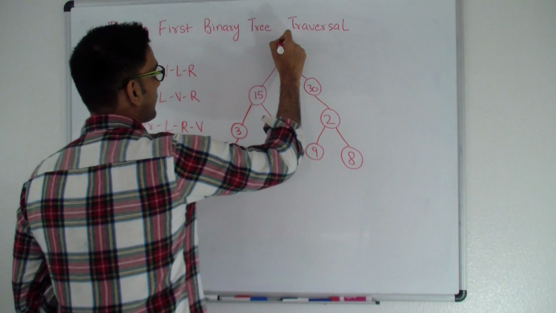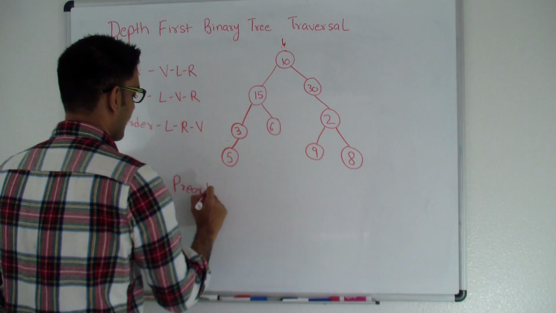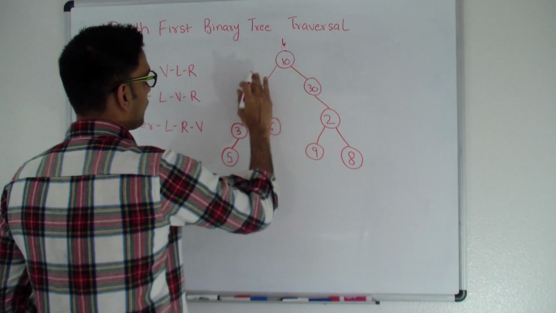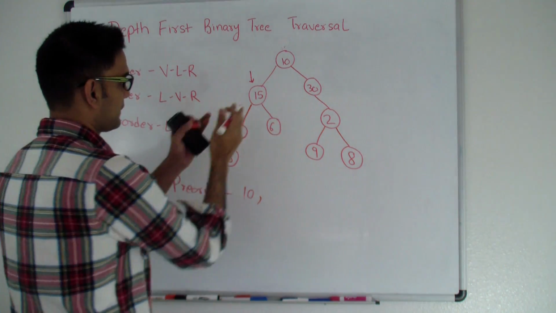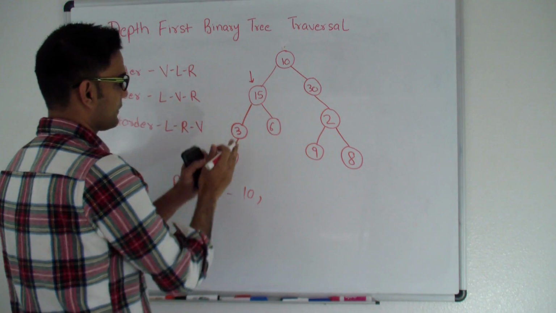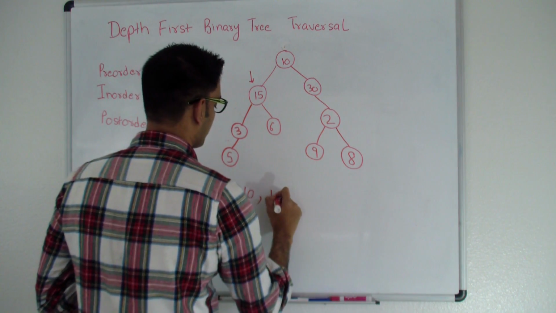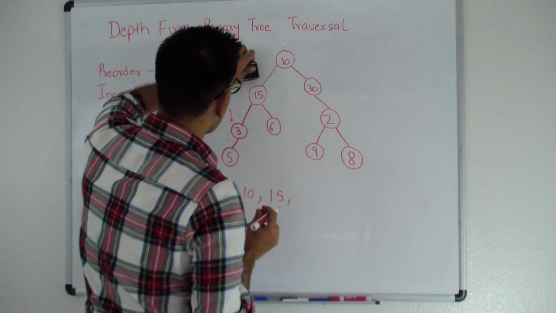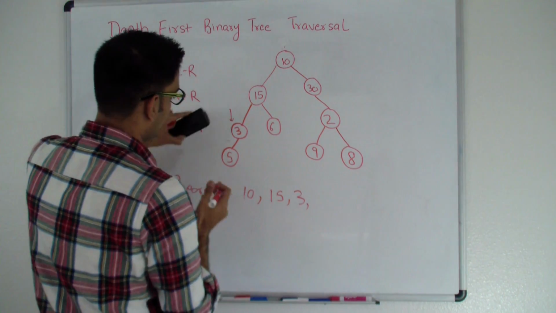So let's start from here. So 10. For 10, I first print out 10, then go on its left side and repeat the same process again. So for 15, first I'll print 15, go visit its left and then visit its right. So I print 15 and go on its left side. Now I print 3 and then I go on its left side.